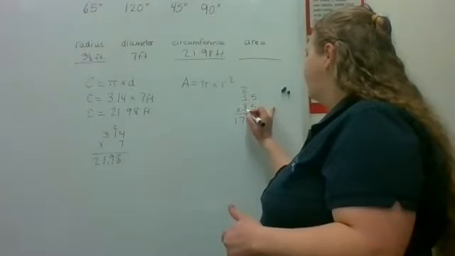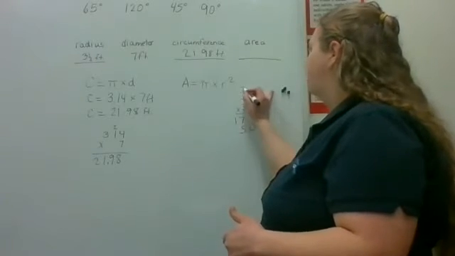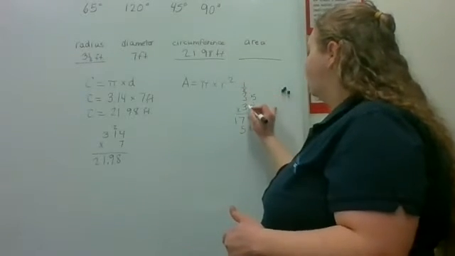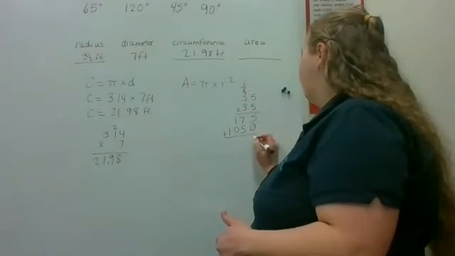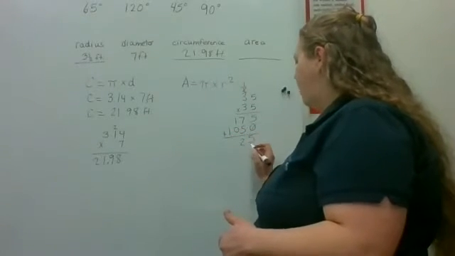We put our 0 there. 3 times 5 is 15, and we carry a 1. 3 times 3 plus 1 is 10. Okay, we want to make sure that we're putting these in the right columns and adding them up.